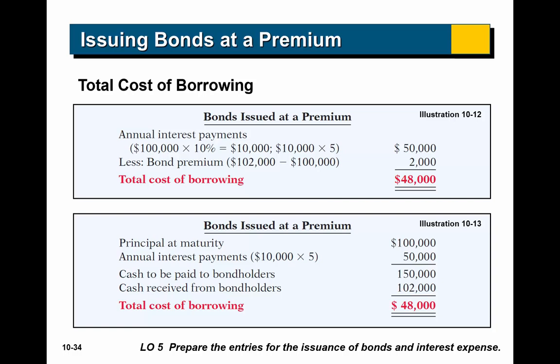But the bond premium is money you won't have to pay back. Remember, if you issue at a premium, you get $102,000 in cash, but you only have to pay back the face value, or $100,000, at maturity. So the total cost of borrowing issuing the bonds at a premium would be $48,000.